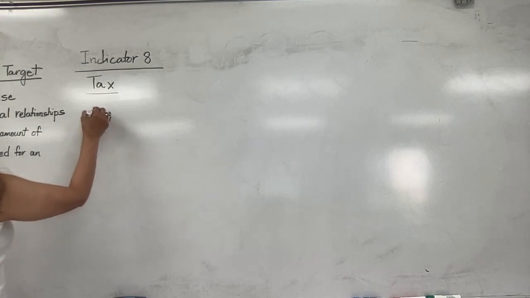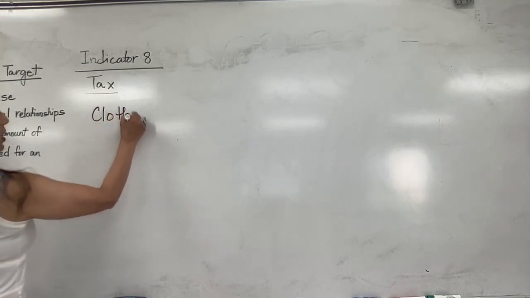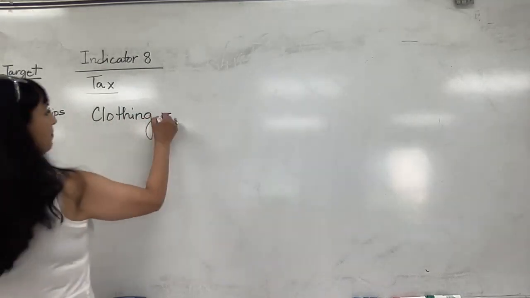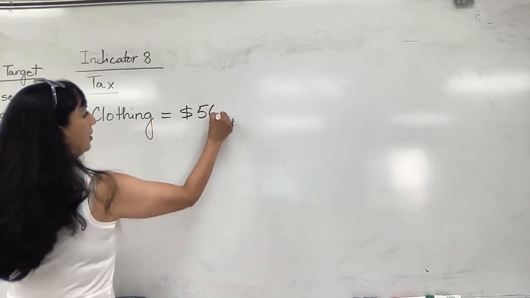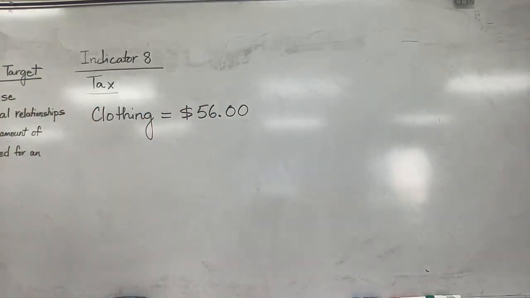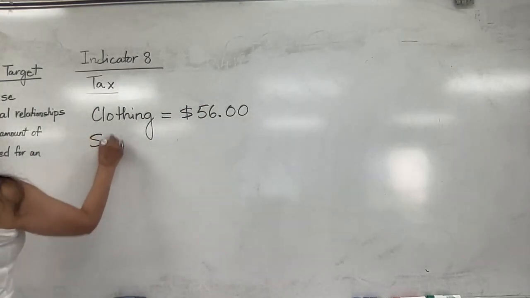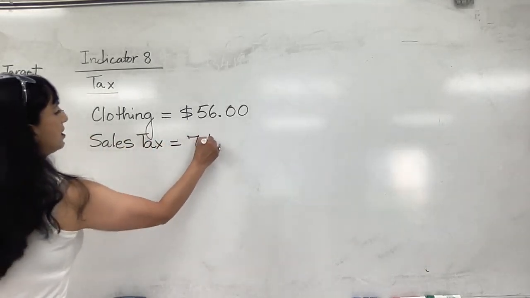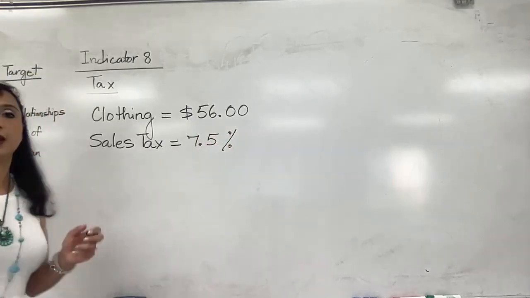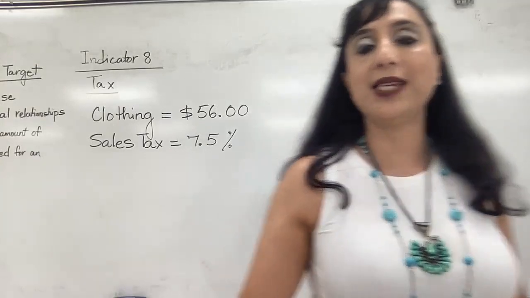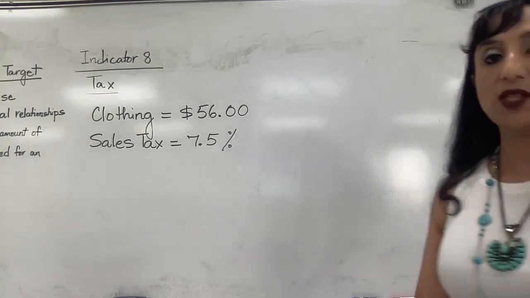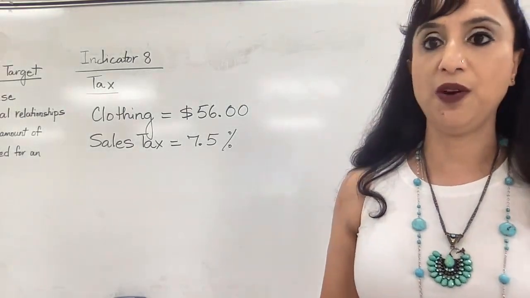So, on the clothing, he has purchased, worth $56. And on this, the sales tax in his city is 7.5%. So the sales tax in his city is equal to 7.5%. So what is the total amount that he's actually spent on the clothing? Definitely not just $56, right? Because to that $56, he's got to add the 7.5% tax.